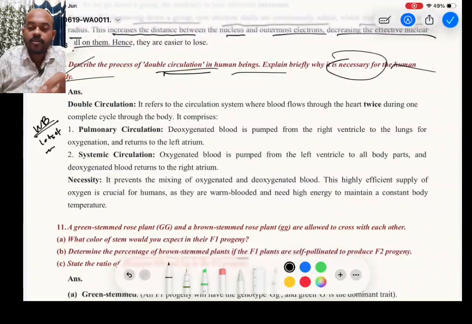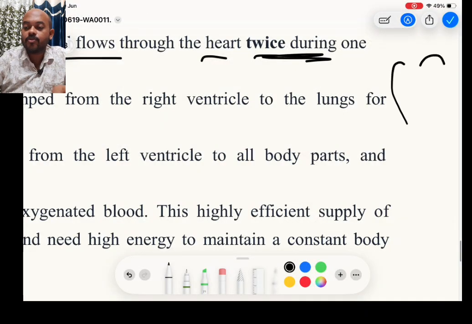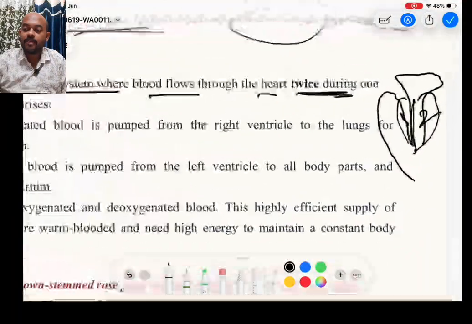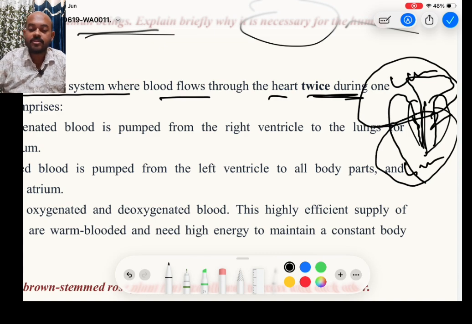Describe the process of double circulation in human beings. Double circulation refers to the circulation system where blood flows through the heart twice during one complete cycle. Twice it flows. Suppose this is the heart. Once it goes from the body, enters this part, again goes to the lungs, again enters this part. This is circulation 1, circulation 2. Double circulation takes place. So this part is called pulmonary circulation, which involves the lungs, and the lower part is called systemic circulation. Two types of circulation are there, already discussed in class.